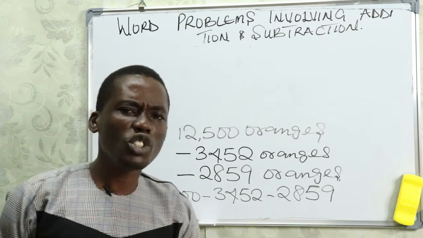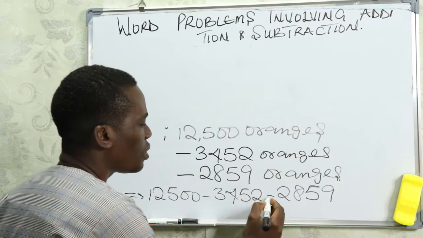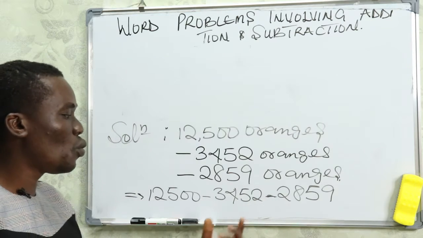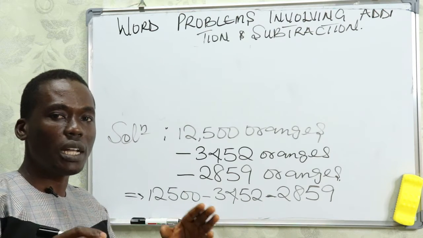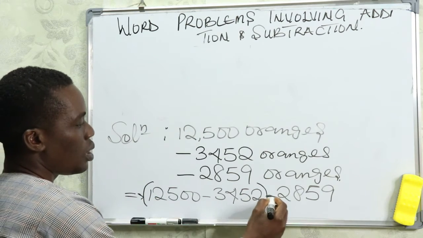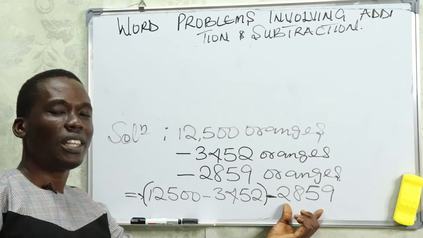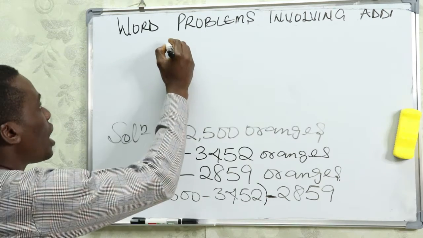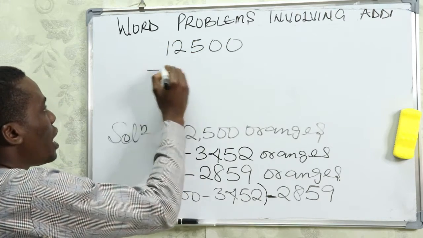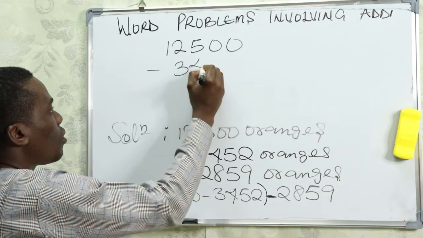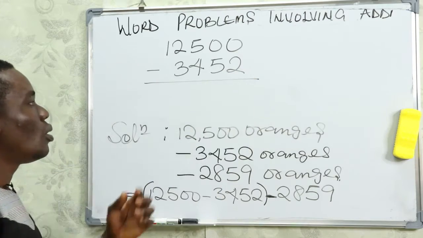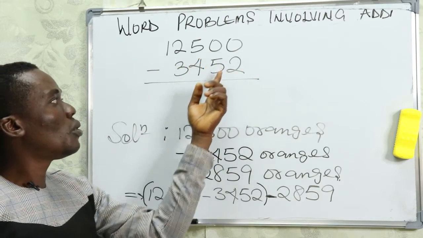Now remember, when we did subtraction of whole numbers that are more than two to three digits, I asked you to take the numbers one at a time. So we are going to do the subtraction of this first, and then we'll do the subtraction of this. Now we're going to use the digit form method. So we have 12,500 minus 3,452. We are going to subtract these two numbers.